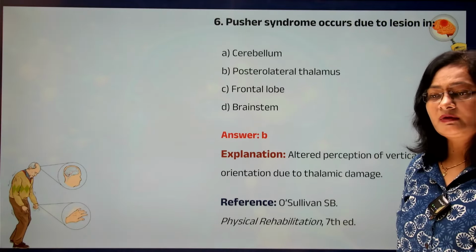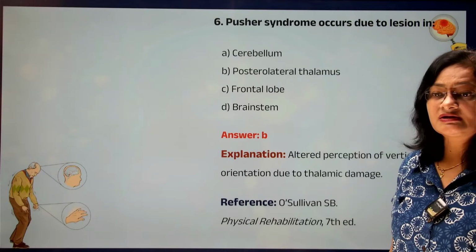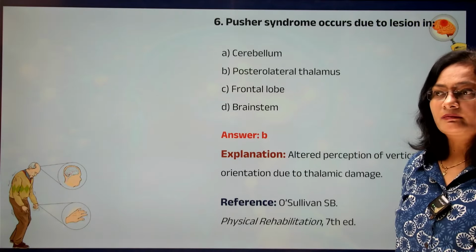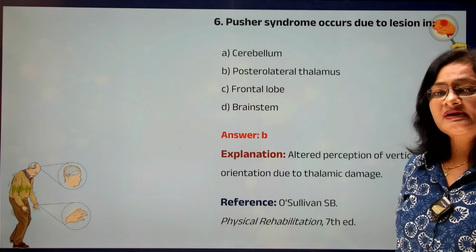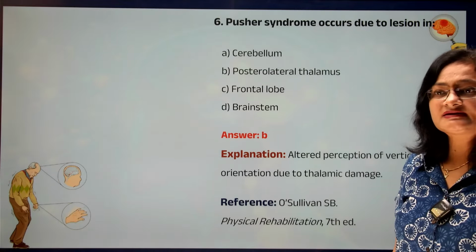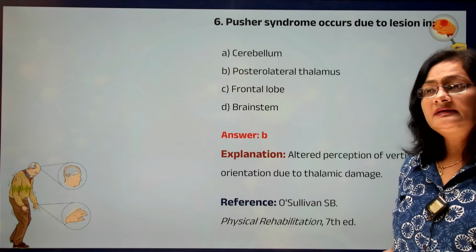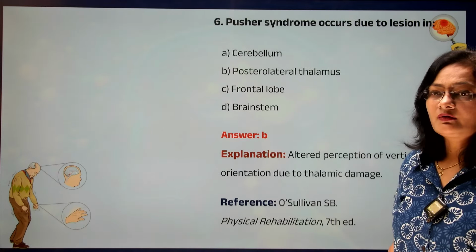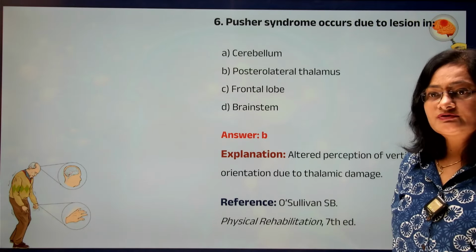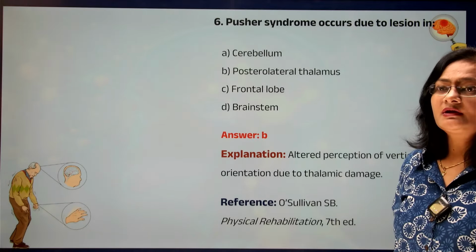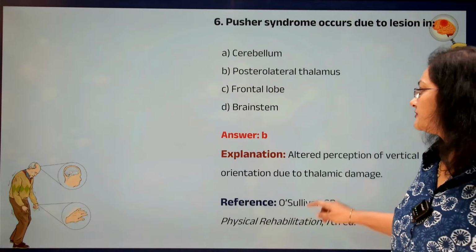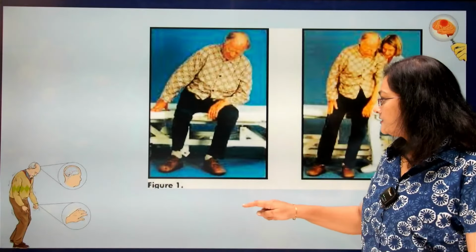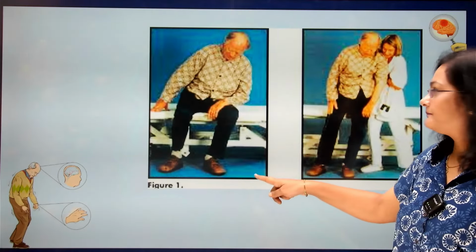In Pusher syndrome, there is a reversal. In a normal condition, a hemiplegic patient will use the sound side more to push. But in Pusher syndrome, what happens? The patient uses the affected side more to push, and that will result in frequent falls. It is produced due to affection of the thalamus, specifically the posterolateral part of the thalamus. So this is Pusher syndrome.